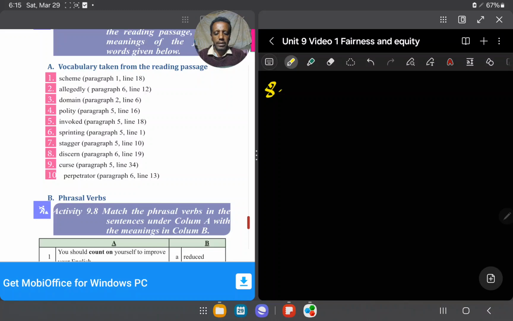Discern, what does discern mean? Discern, D-I-S-C-E-R-N, discern. So according to the context, discern means distinguish or detect. To distinguish or detect. That is the meaning of discern.